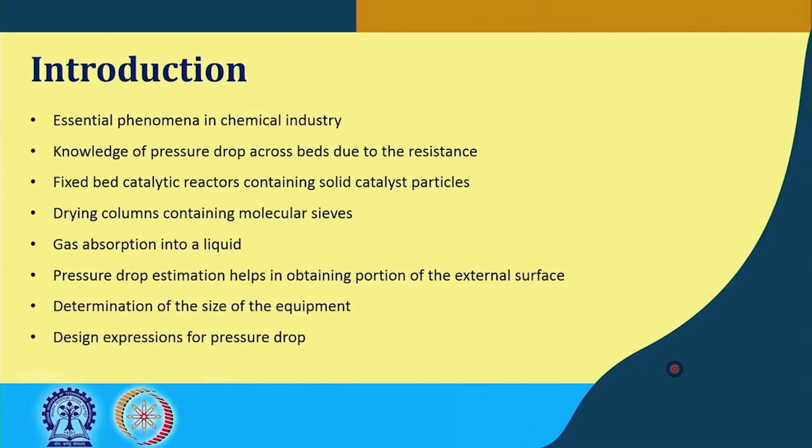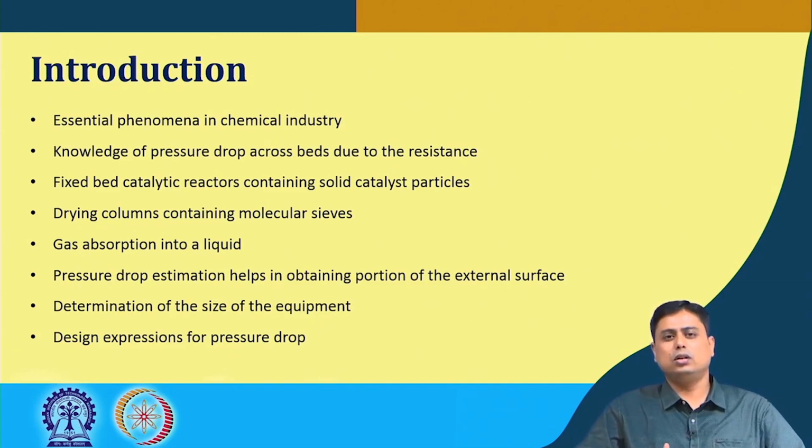Okay. So one of the examples that I gave was a fixed bed catalytic reactor, let's say, where SO2 is converted to SO3 in presence of a solid catalyst bed. There can be a drying column that consists of molecular sieves through which the fluid is flowing. Okay. When there is gas absorption into liquid, where the liquid flow is happening from top to bottom and the gas phase is blown from the bottom to the top, this absorption depends on the surface area available.